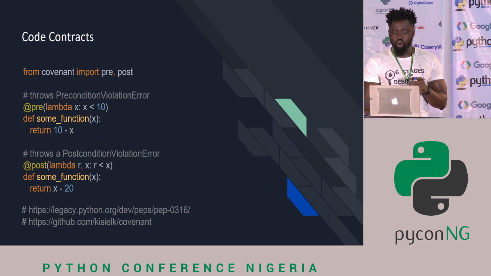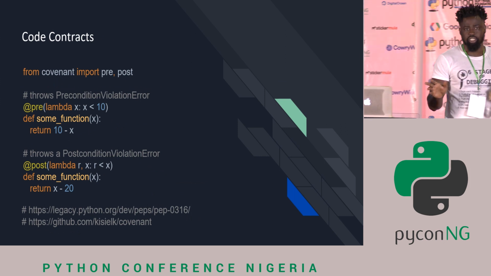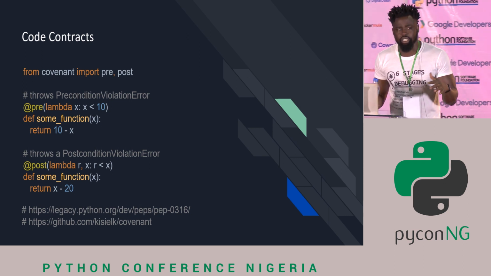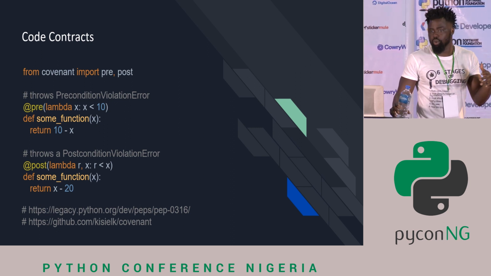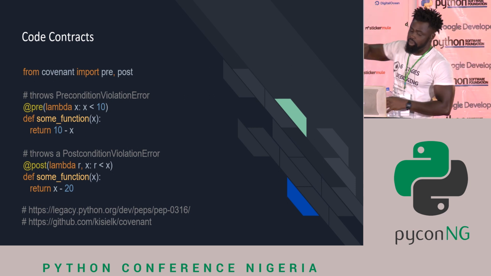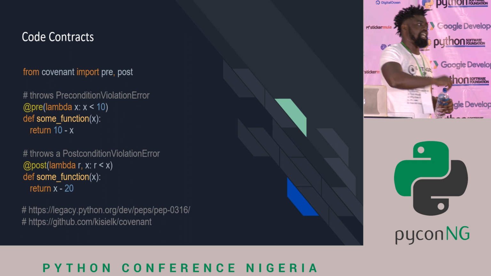So I'll quickly talk about code contracts. How many of you have heard of code contracts here? Is there any Java developer in the house, or any .NET developers? This is quite common in those sorts of languages. It's a way of enforcing your interface to ensure that your arguments are valid. It's like typing, but not typing. It's like a step ahead of types.